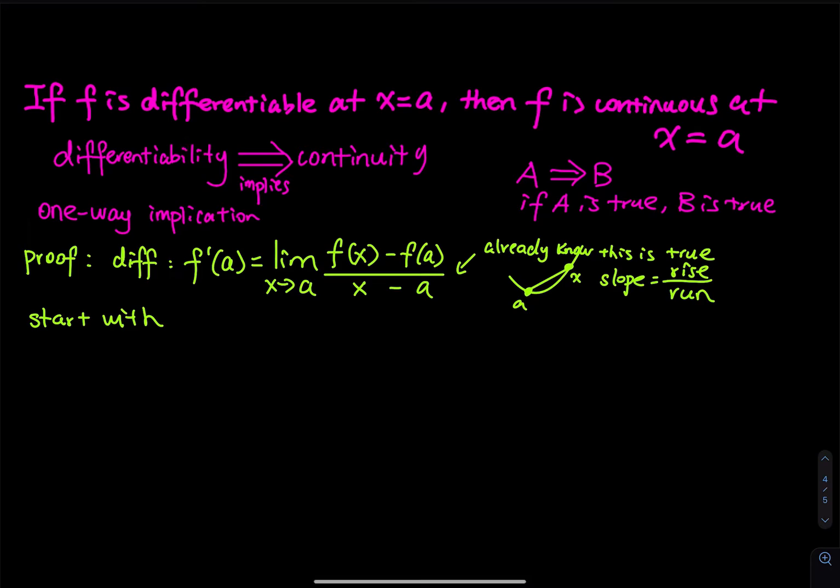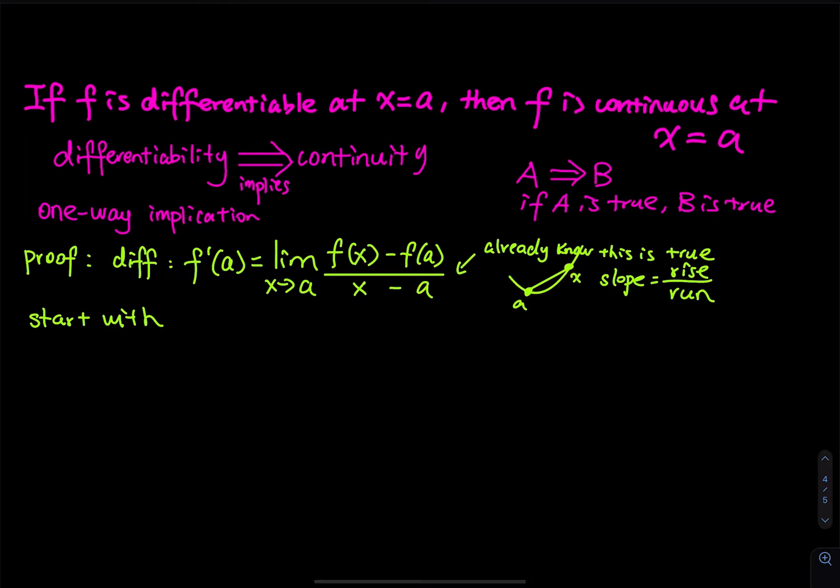All right, so to make it simple: A implies B means if A is true, then B is true. So let's give a proof of this theorem. We already know that f is differentiable at a, so f prime of a equals the limit as x goes to a of f of x minus f of a divided by x minus a. We talked about this when we were learning average velocity.